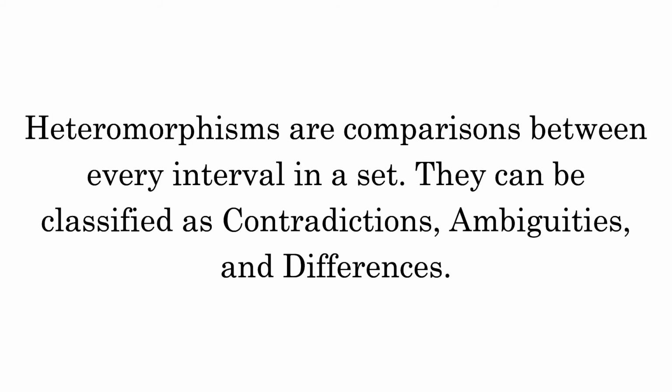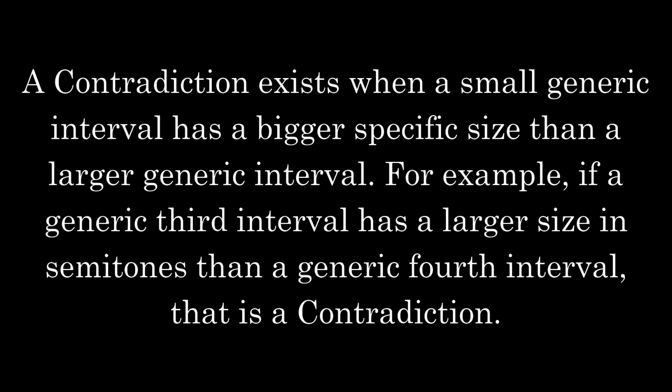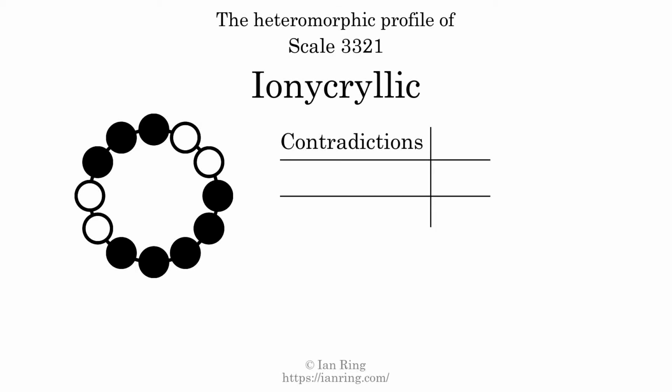Heteromorphisms are comparisons between every interval in a set. They can be classified as contradictions, ambiguities, and differences. A contradiction exists when a small generic interval has a bigger specific size than a larger generic interval. For example, if a generic third interval has a larger size in semitones than a generic fourth interval, that is a contradiction. The number of contradictions in this scale is 44.